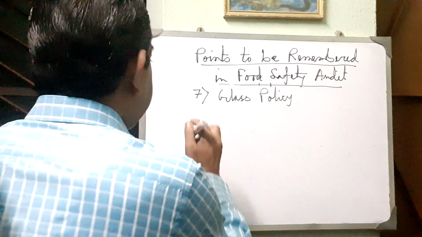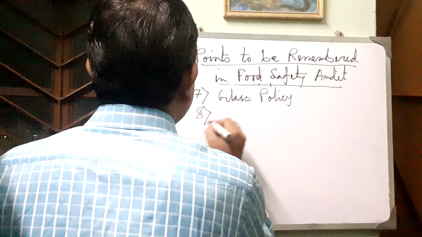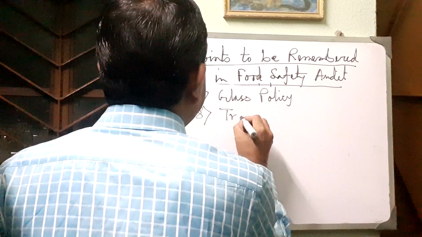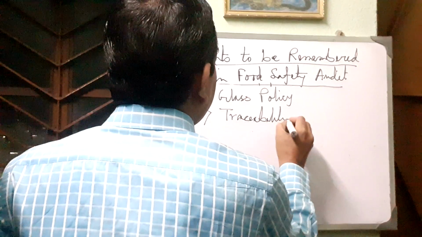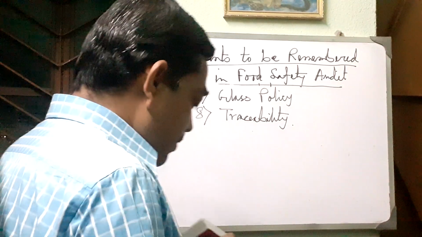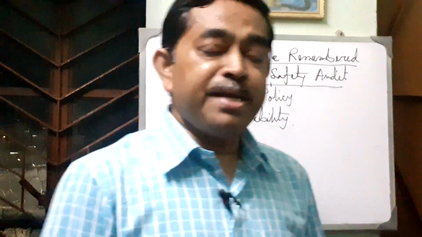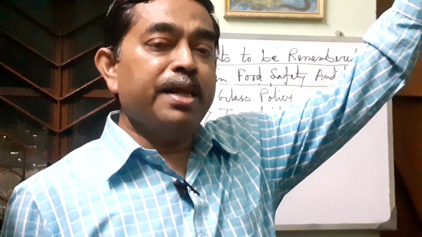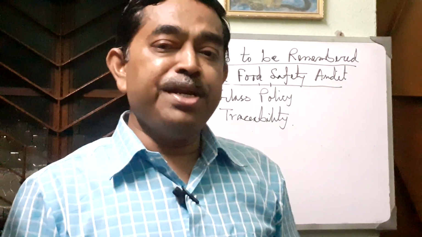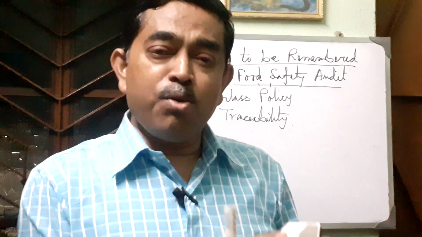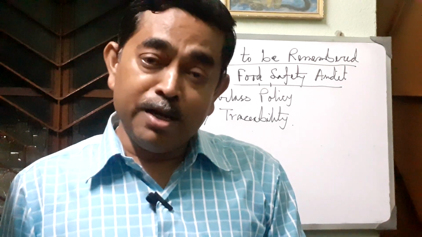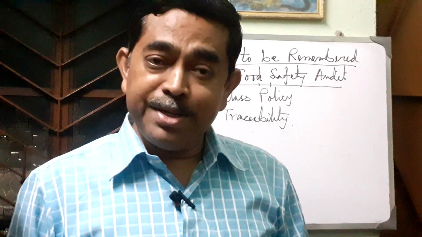And the eighth one is traceability. What is traceability? There are two types of traceability. From incoming raw material to finished product, we have to do some traceability. What processes were applied to the raw material, what is the quality of the raw material, who is the supplier of the raw material?